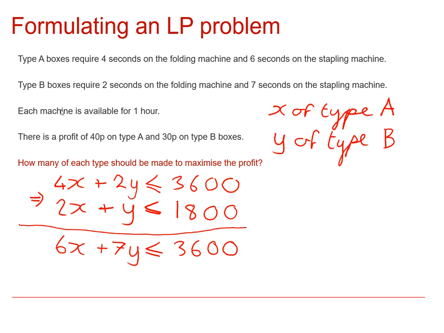There are also 2 more constraints which always have to be there in linear programming problems. x is a number of things. Clearly it's not going to ever make sense for x to be negative, so for completeness we say that x is greater than or equal to 0 and y is greater than or equal to 0.